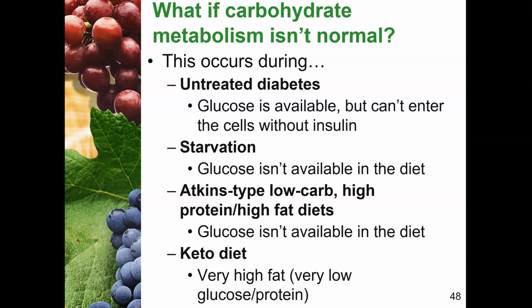But sometimes carbohydrate metabolism isn't normal during untreated diabetes. If you don't have insulin, glucose is there, but it can't go in the cells. Remember, insulin's job is to have that carrier so the glucose can get inside the cell. Starvation: you don't have any glucose available in the diet. And there are some very trendy keto diets, Atkins, low carb, high protein, high fat diets. You might not be fasting or starving, but you're not eating any carbohydrates, so you have no glucose.